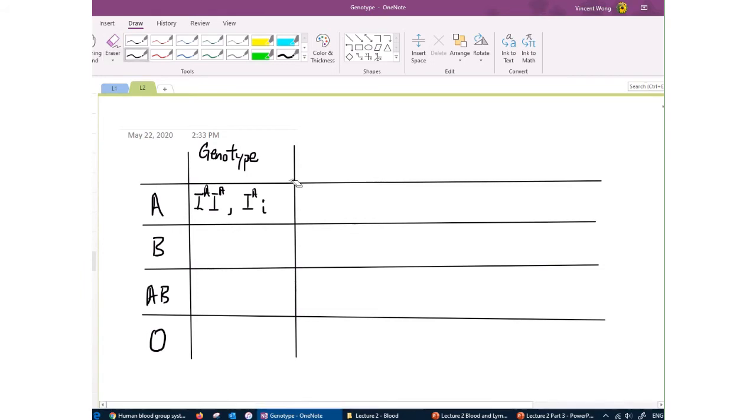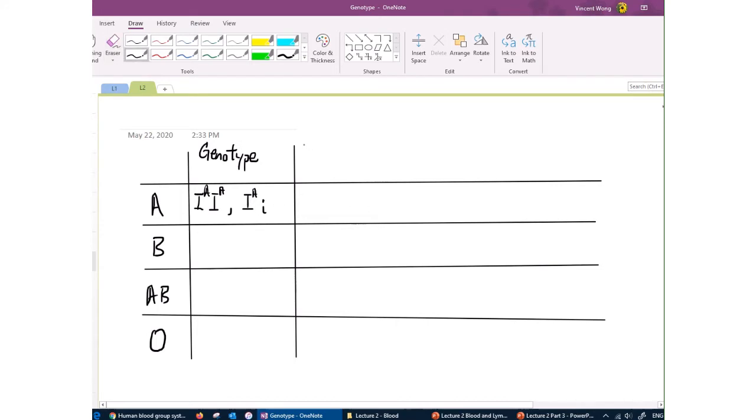So if you have two copies of the IA allele, then you will be able to make the antigen A. But just one copy of it is also enough to put the antigen on the surface. It's not about having more or less. It's just about, are you able to make it or not? So in this case, if you have one copy of the allele, that's enough to make the antigen.